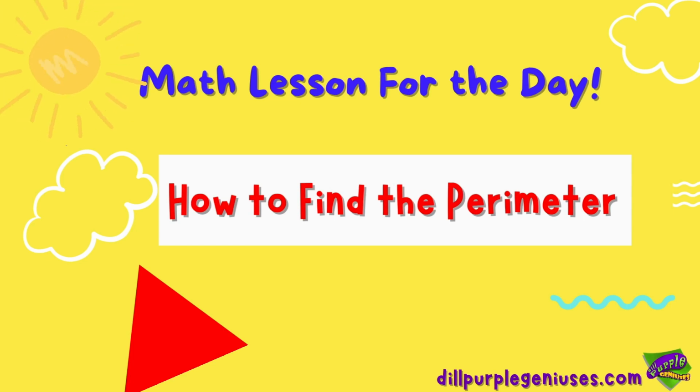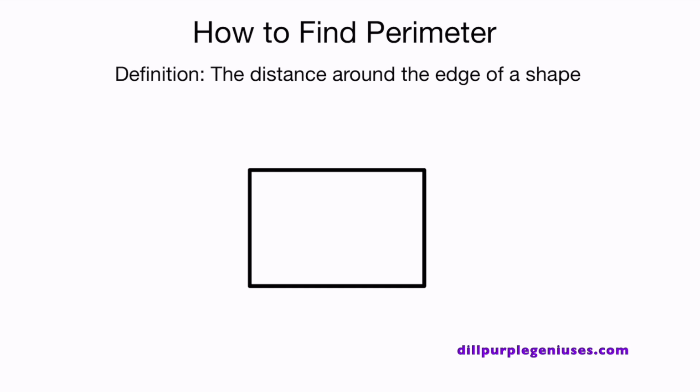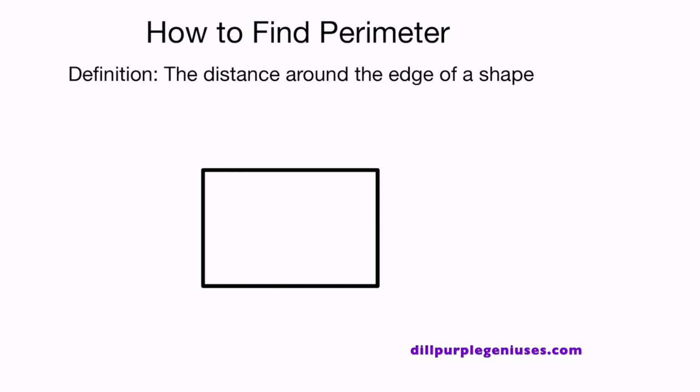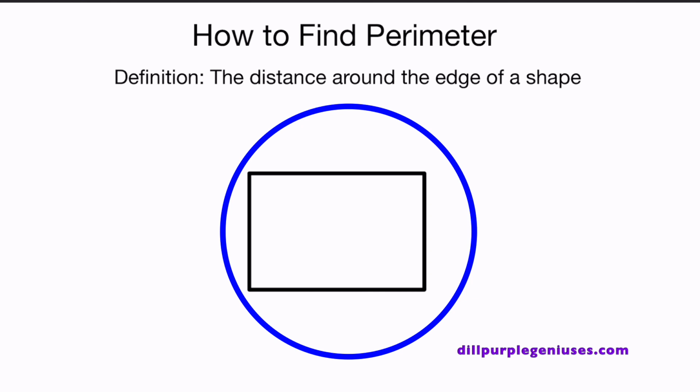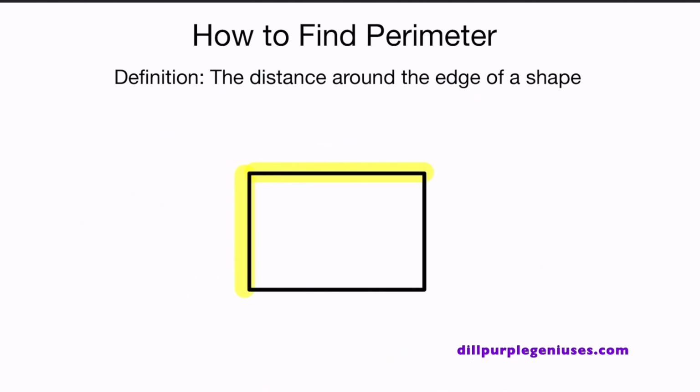Let's get started. Our lesson for today is finding perimeters. First, we're going to learn about the definition, and then we're going to learn how to solve the perimeter of a shape. The definition is the distance around the edge of a shape. So here we have a rectangle. The way we find perimeter is that we have to add each side of the shape. Like so. I have 4 examples in the following pages.